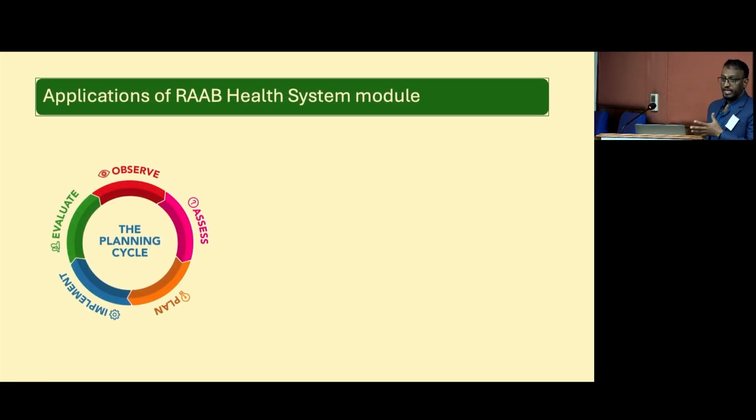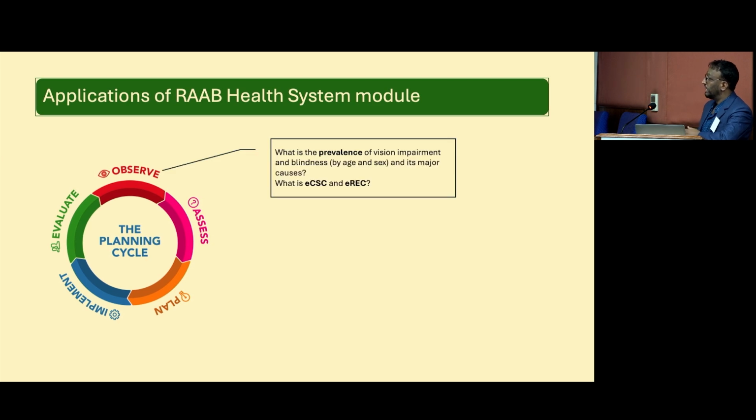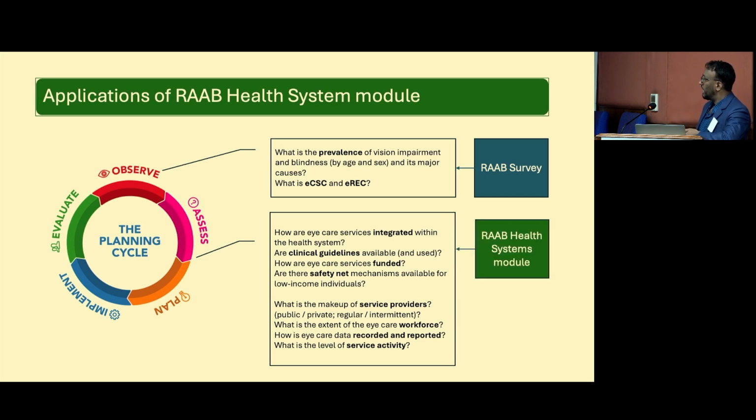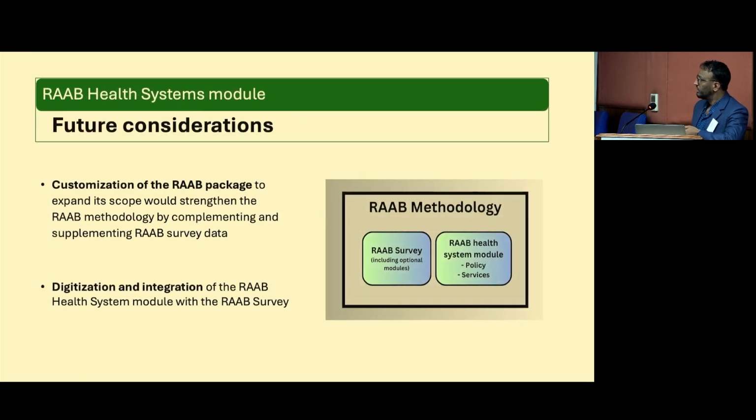I'm just trying to put that in context, so how it contributes to the overall process. In a typical planning process, first we need to observe, okay, how big is the problem? That's what we get from the RAAB survey. And then we need to understand our system: what is there, what is not there, and what we need to fix. These are the questions the RAAB health system module will help the local team understand. So together, the RAAB survey and the RAAB health system module will help to get the complete picture of the problem and also the solution, and then they can design the improvement program. So that's how it is in context.